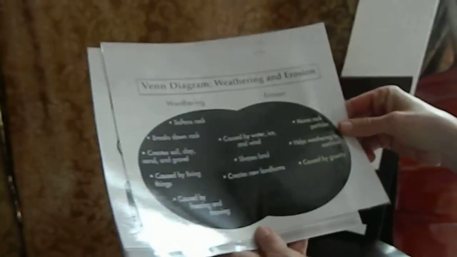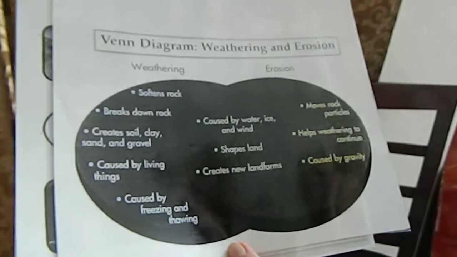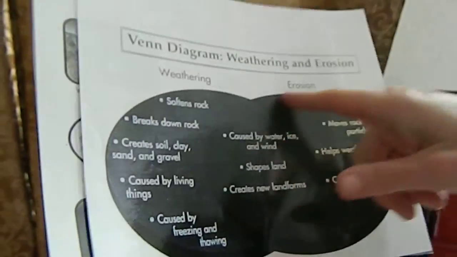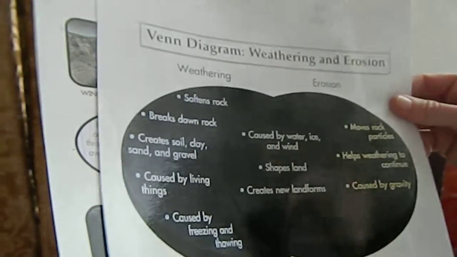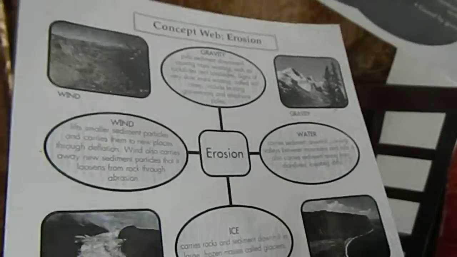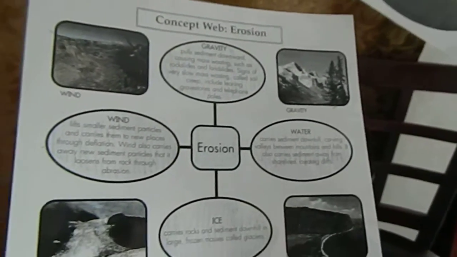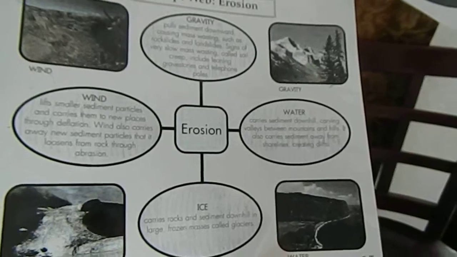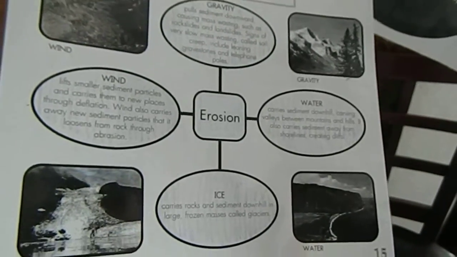So we also have other things for you to cover. A Venn diagram, because the kids have kind of studied that. So weathering and erosion, and then what they share in the middle there. And a concept web for erosion. So it talks about gravity, wind, water, and ice, and what that might mean.